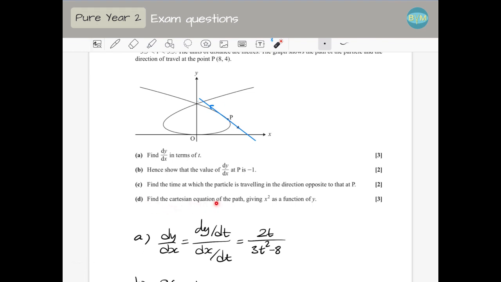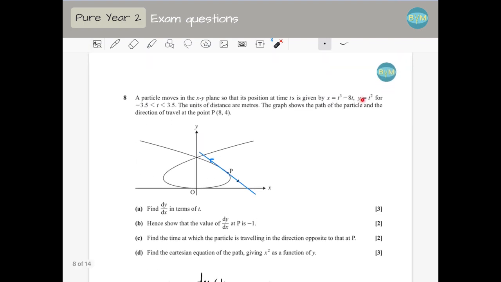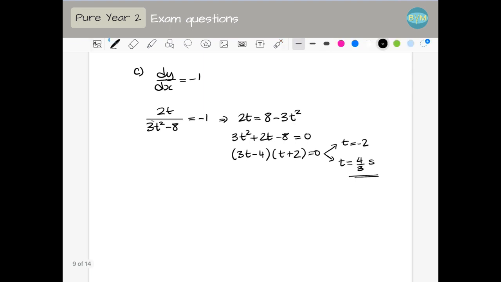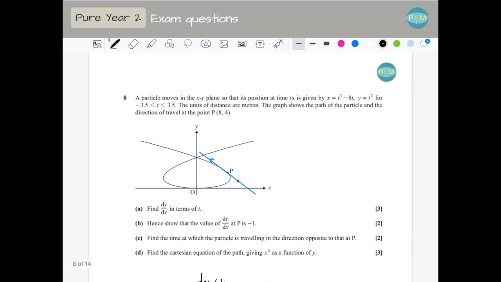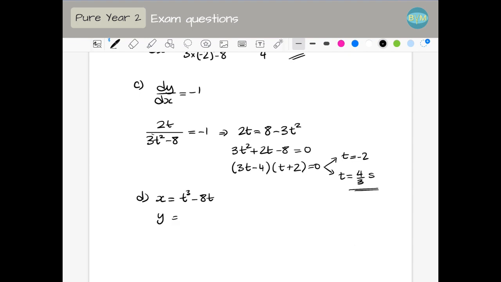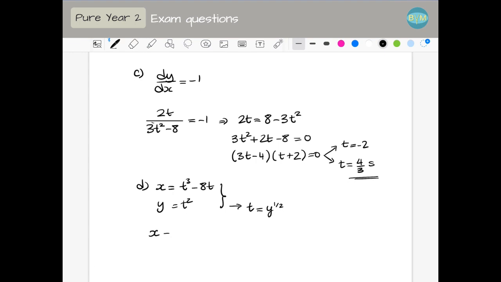Part d: find the Cartesian equation of the path, giving x squared as a function of y. So we are going to eliminate the parameter between the two equations. I'll copy them again here: x is t cubed minus 8t, and y is t squared. You can do these questions in a few ways. I'm going to make t the subject here and substitute in the other. So t is the square root of y, and I substitute in the other equation. x is t cubed minus 8 times t, which is y to the power of 3/2 minus 8 y to the power of 1/2.